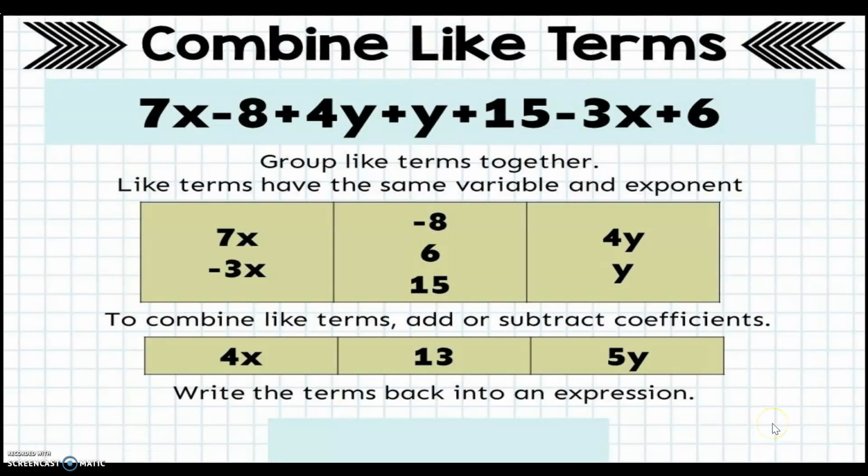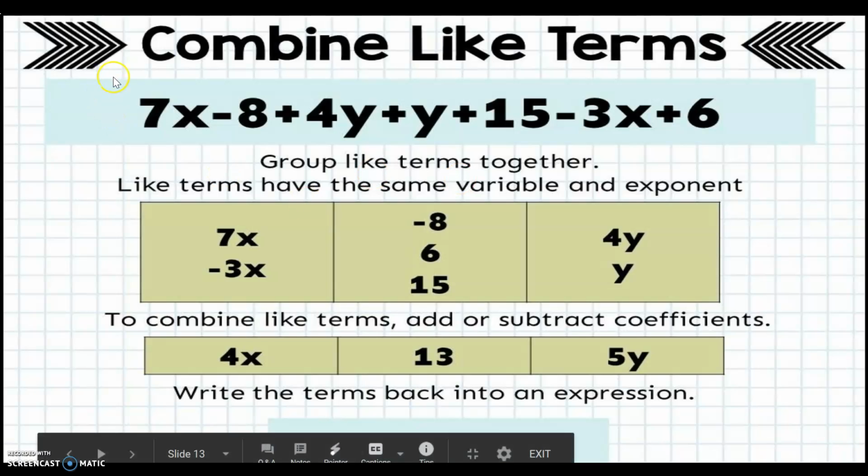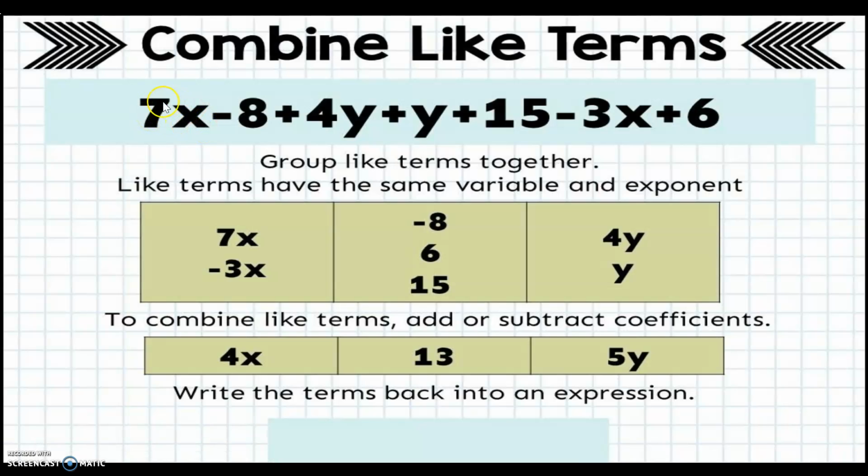All right, so now we have an example of combining like terms. You need to group like terms together, kind of like on the video where they were grouping teams together. Like terms have the same variable and exponent. So from this expression up here, they took all of the terms that had a variable of x and placed them down here. We had positive 7x and we had negative 3x.